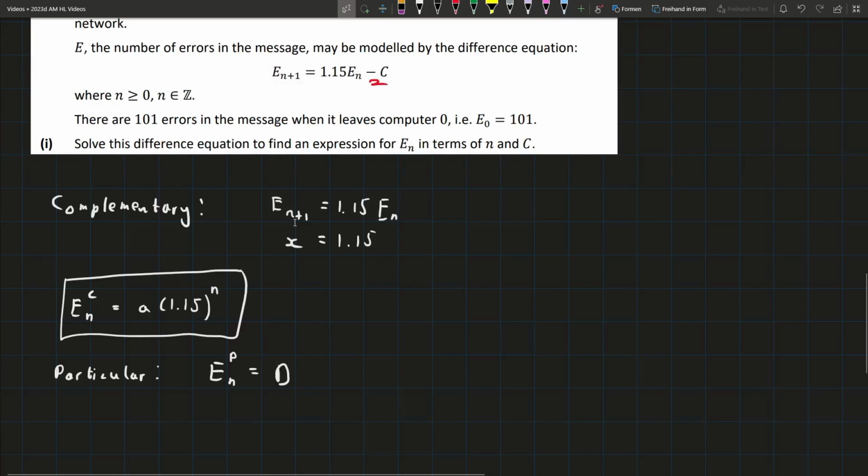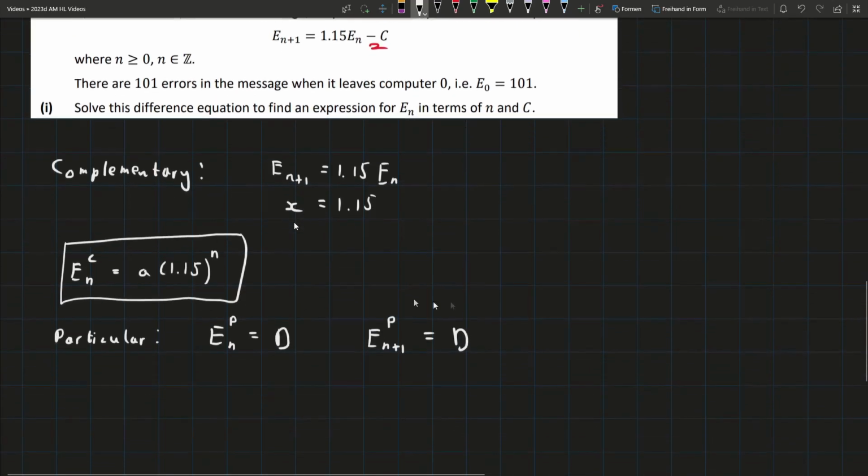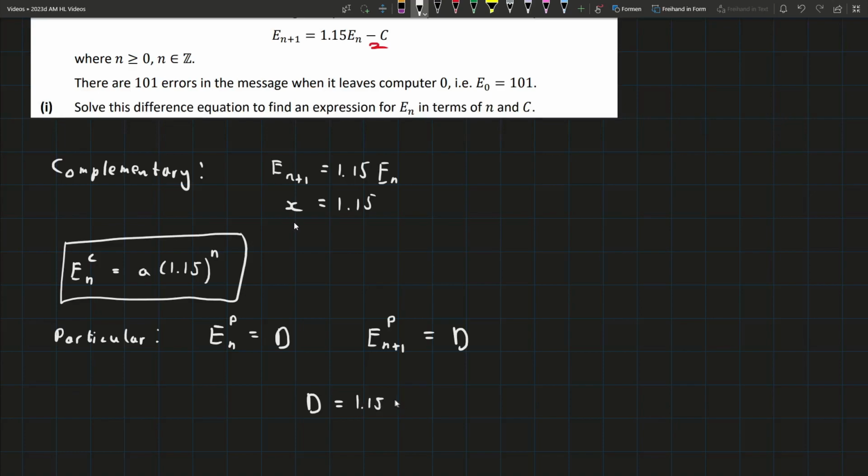But we can't actually do that yet because we don't know what E(n+1) is in our particular solution. So we'll have to do that, E(n+1) with the P, not to the power of P, that's just for particular, to show that it's our particular solution. When we change it to n plus 1, the constant stays constant, it doesn't change, it's still just going to be D. So sub that back into our original equation, we have E(n+1), which I'm just going to replace with D for our particular solution, equals 1.15 times En, which is also just D, minus C.